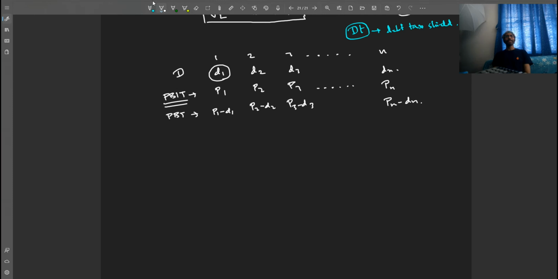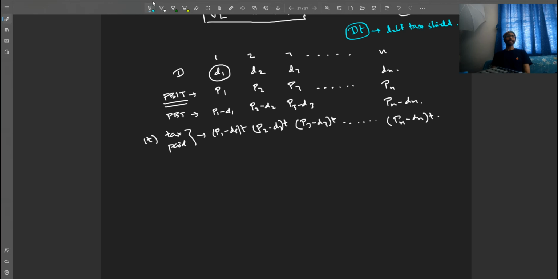Now, what are the tax implications of these profits, friends? What is the tax paid in each of these periods? Let's see. In period 1, taxes paid is P1 minus D1 into the tax rate T. In period 2, it is P2 minus D2 into T. In period 3, it is P3 minus D3 into T. Right? Dot dot dot. Nth period, it is Pn minus Dn into T. So this is the total amount of tax.